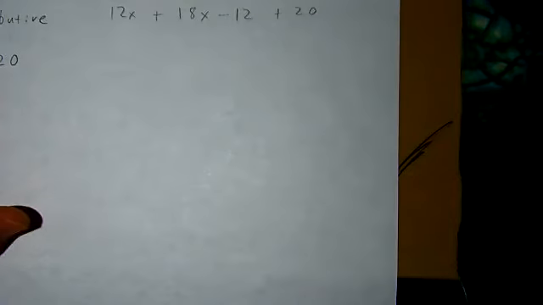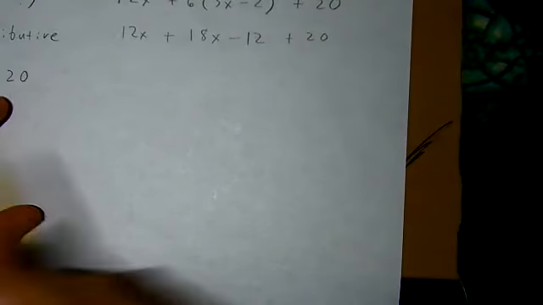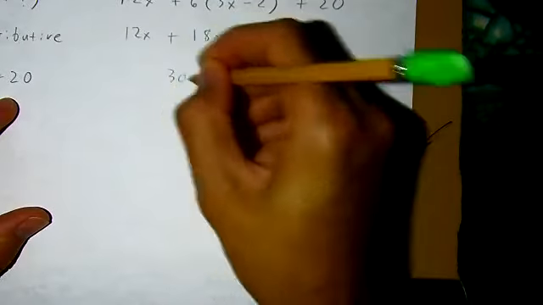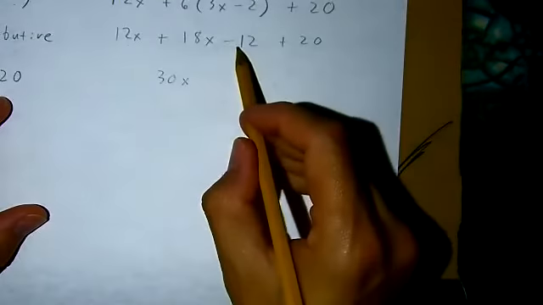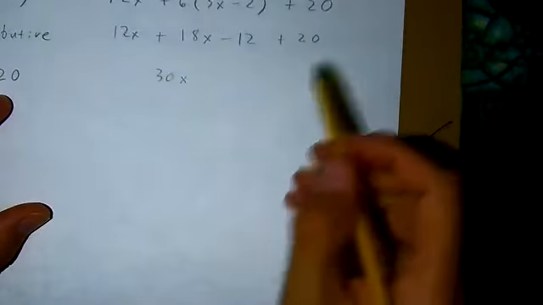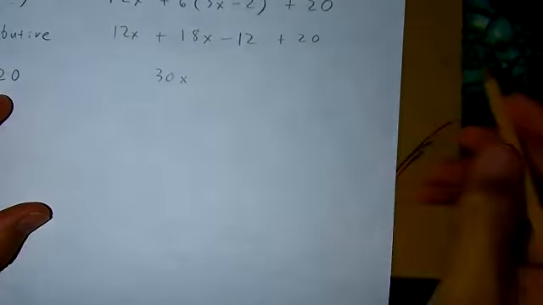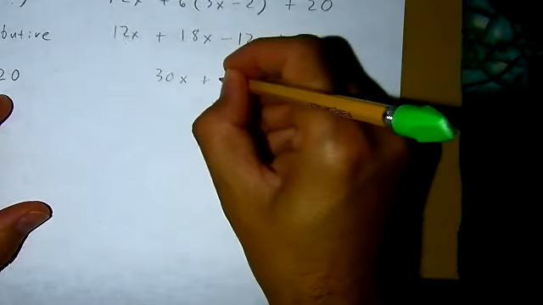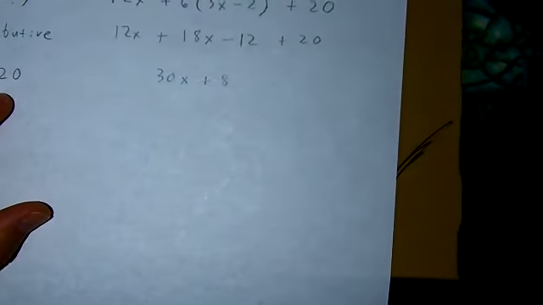Now you can start combining your like terms, now that you're done with all your multiplication and division. So 12x is a like term of 18x. Add those together: 30x. Negative 12 is a like term with 20. You can flip those around. 20 minus 12 is positive 8. And that would be done.